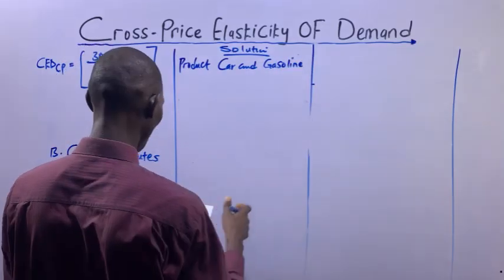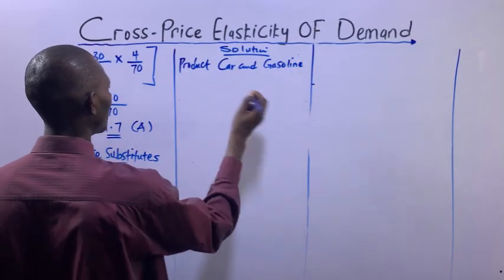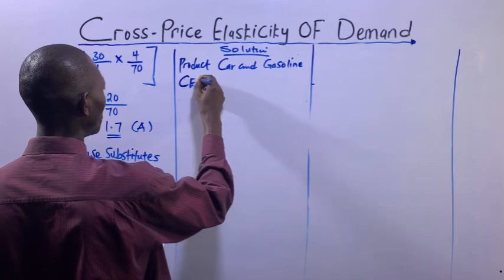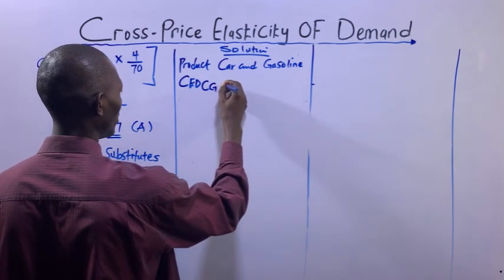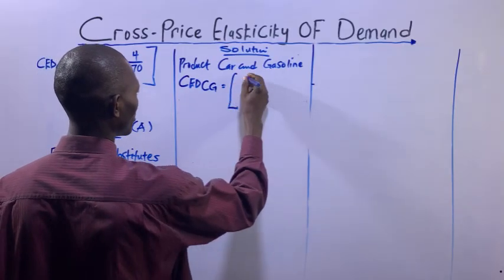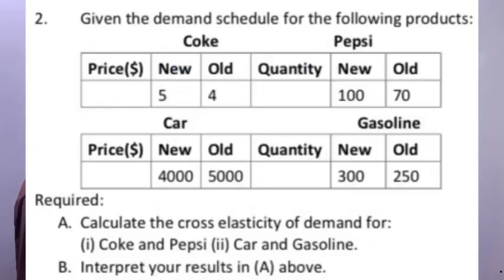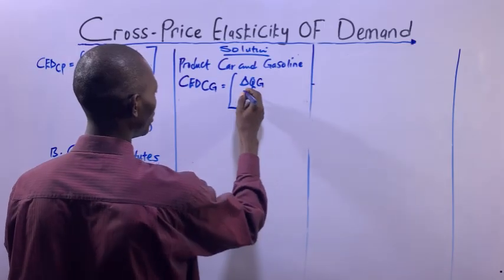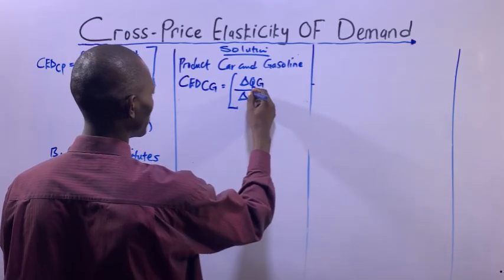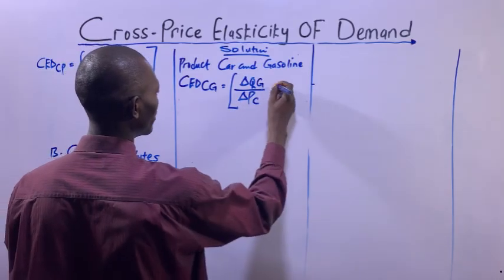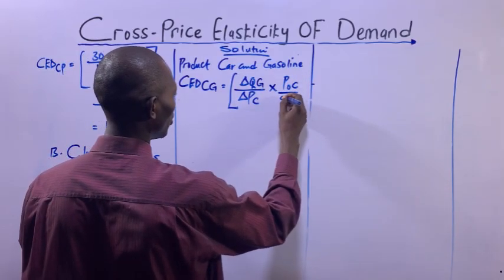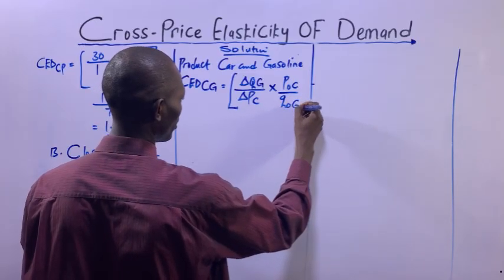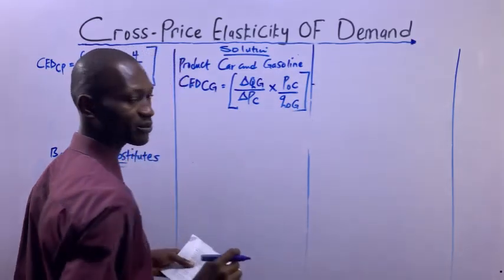Gasoline means petrol. So the cross price elasticity of demand for car, C, with gasoline, G, is going to be expressed as change in the quantity of gasoline, G, divided by change in the price of car, C, times old price of car divided by old quantity of gasoline. So this is what we have.